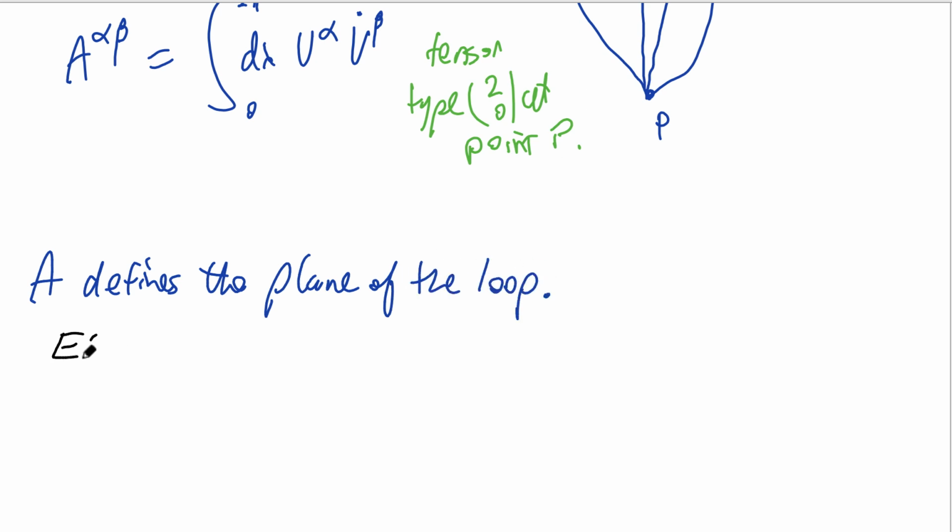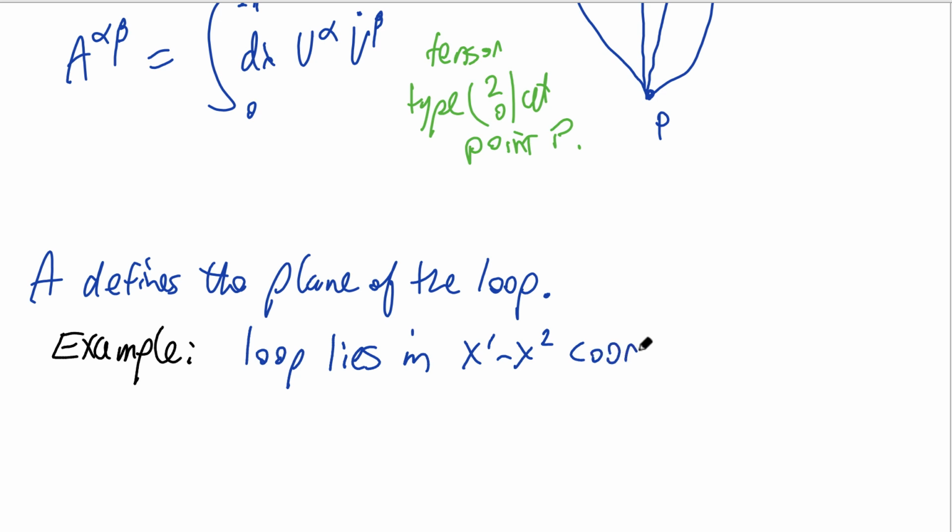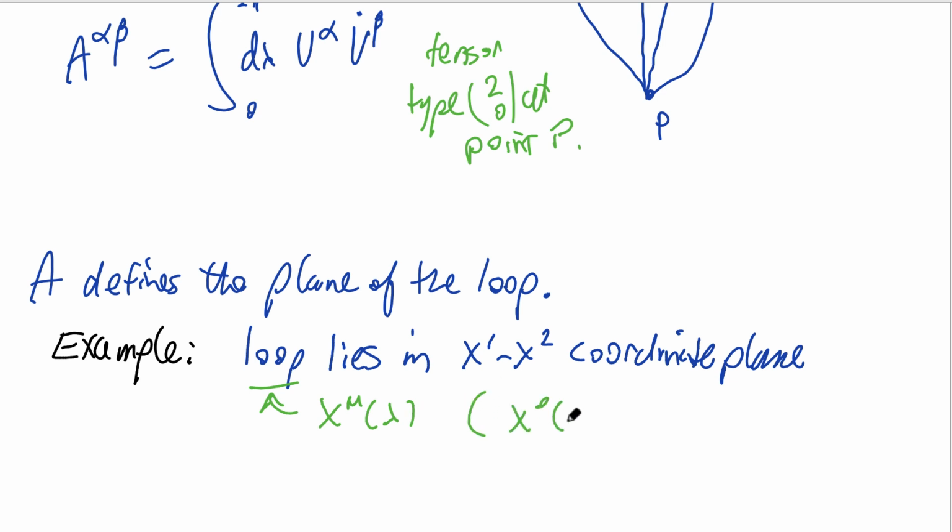So, for example, let's assume that our loop lies in the x1, x2 coordinate plane. What I mean by that is, remember, the loop is defined by x mu of lambda, this world line, and so I'm assuming here that x0 of lambda and x3 of lambda are 0 along the loop.